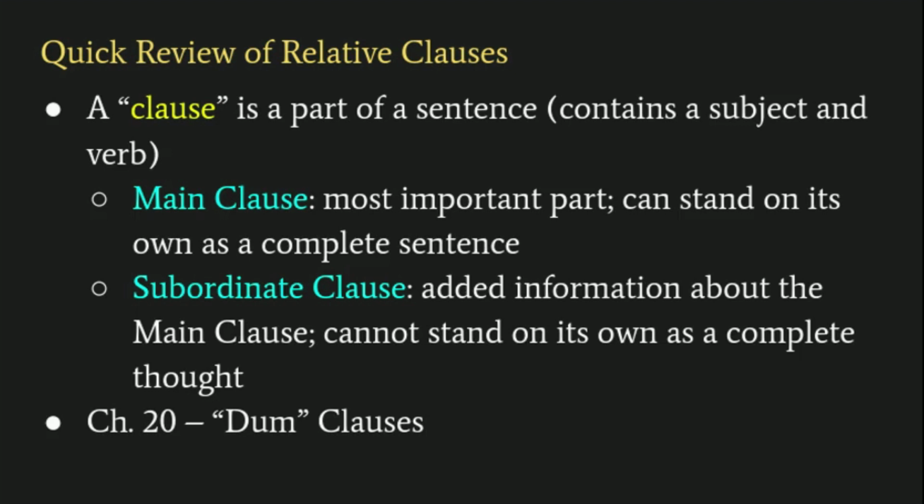But again, don't get too bogged down in the grammar. The main clause is the most important part of the sentence. You could take it out of the sentence and it would stand on its own as a complete thought. And I'll show you what I mean in a minute with examples. Then we have what we call subordinate clauses. These are things you learned back in chapter 20, the dum clauses, right? These are added information about the main clause, but they don't work as complete thoughts on their own.